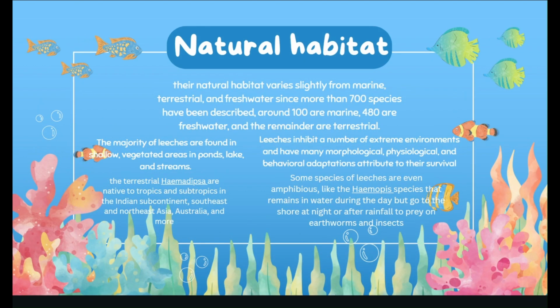For their natural habitat, like I said earlier, it varies from marine, terrestrial, and freshwater, since there are over 700 species. Some estimates are that 100 are marine, 480 are freshwater, and the remainder are terrestrial. The majority of the freshwater leeches are found in shallow vegetated areas in ponds, lakes, and streams. The terrestrial Hemidipsa are native to tropics and subtropics in the Indian subcontinent, Southeast and Northeast Asia, Australia, and the Indo-Pacific Islands. Leeches inhabit a lot of extreme environments and have many morphological, physiological, and behavioral adaptations that contribute to their survival, which we're going to look at in a few slides.